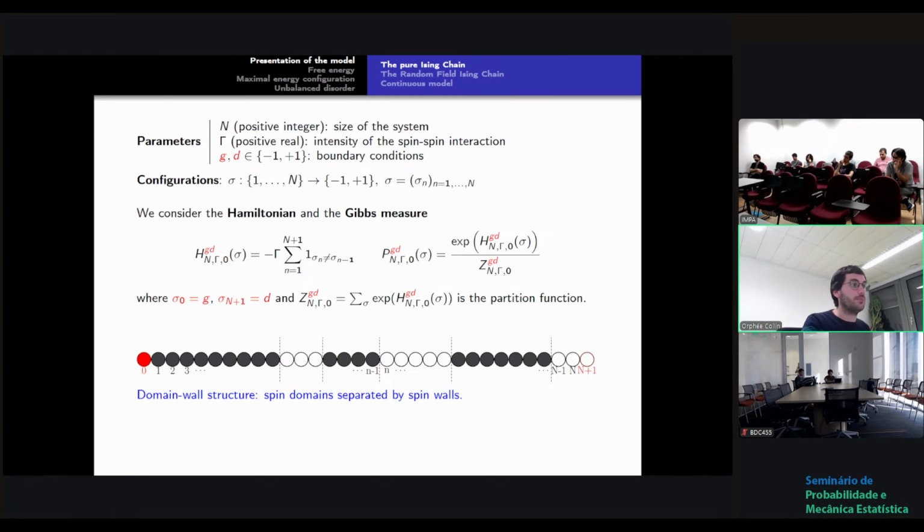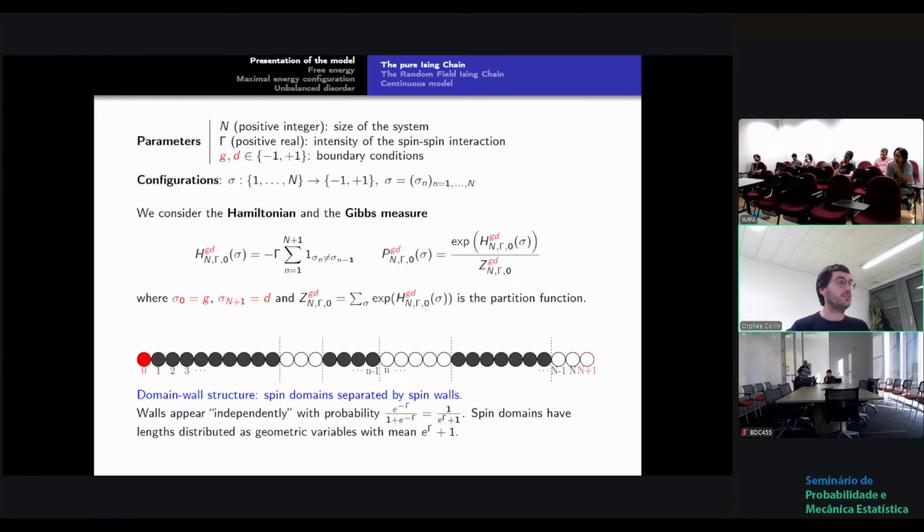Okay. In this simple model, the pure Ising chain, everything can be made quite explicit. The model is solvable, and in fact, it's easy to describe. So let's first forget about the boundary condition on the right. Let's remove the last term in the sum. Then I claim that under the Gibbs measure, the walls between n-1 and n appear independently with this probability, coming from the fact that a wall is penalized with the factor exponential minus gamma.